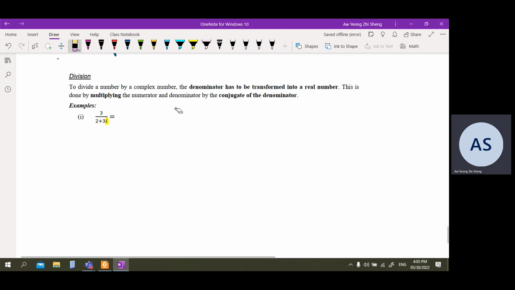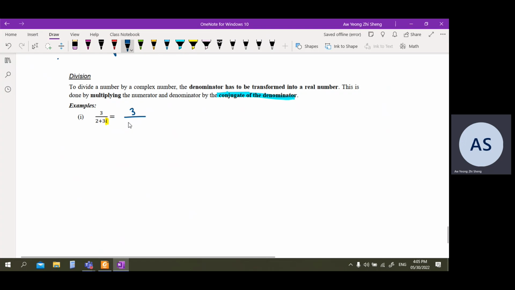Okay. So how do we get rid of i from the bottom? It is by multiplying the top and bottom by the conjugate of the bottom. And why do we want to multiply by the conjugate? Because we know when we multiply a conjugate pair, we end up getting a real number as the result.